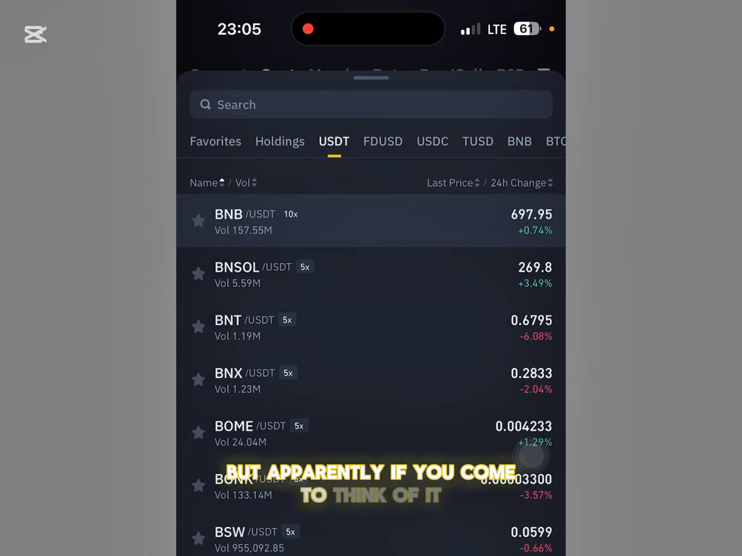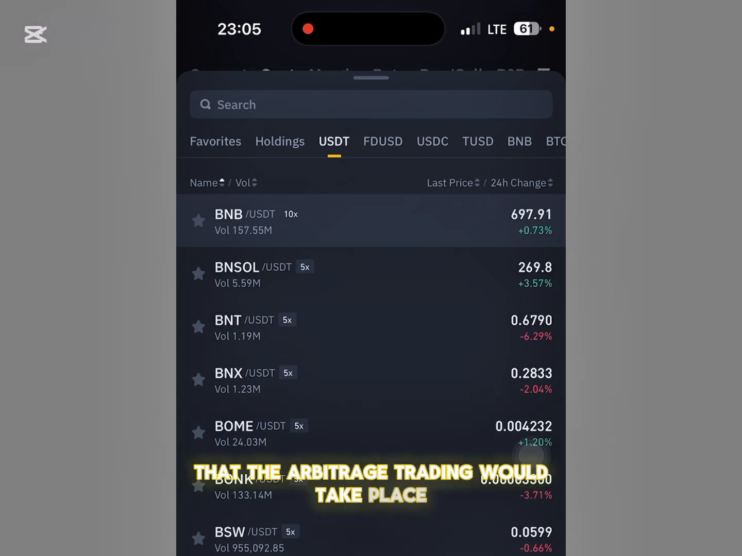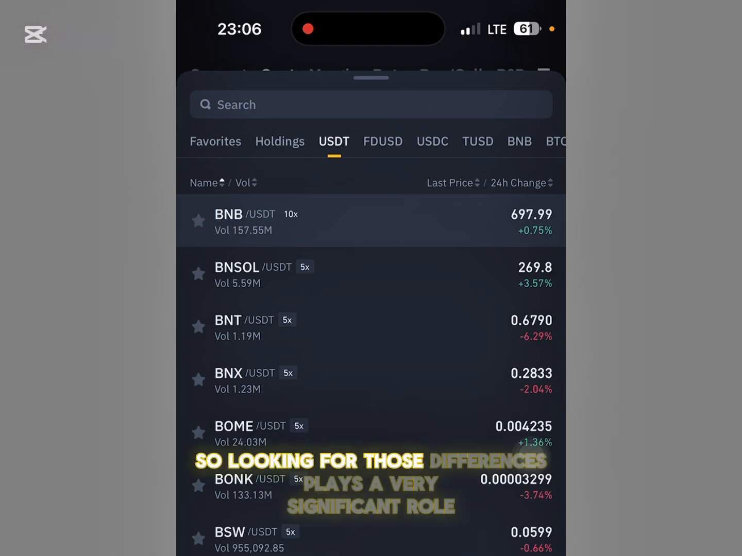But if you think about it, in order to make the money, you will need to spot those differences, because without spotting them, there is no way that the arbitrage trading would take place for the profit to even be made. So looking for those differences plays a very significant role.